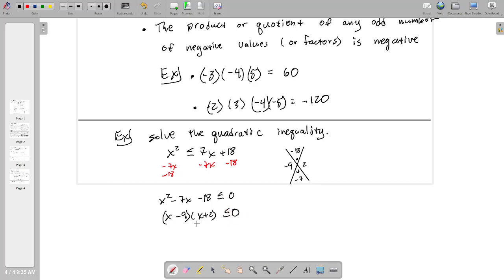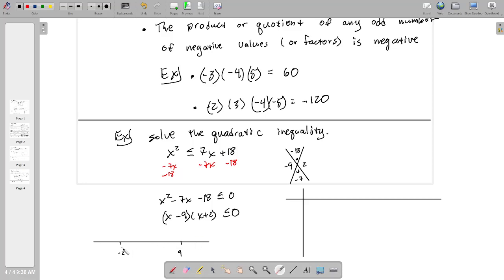Okay, so instead, what we have to do now is look at a table here. What I'm going to do is look for where these two things are equal to 0, as if we were using the zero product property. So on the number line, this side of the equation will be equal to 0 when x is equal to 9 or x is equal to -2. So if we plot those, 9 and -2, then we can see that our number line is going to be broken up into 3 sections.